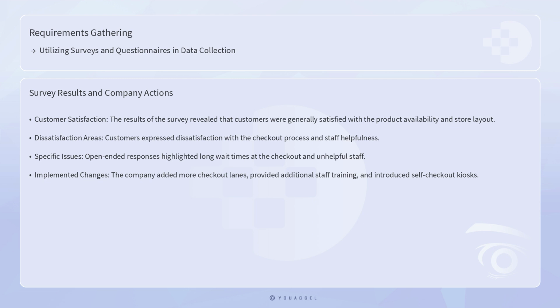The results of the survey revealed that customers were generally satisfied with the product availability and store layout, but expressed dissatisfaction with the checkout process and staff helpfulness. The open-ended responses provided further insights into specific issues, such as long wait times at the checkout and unhelpful staff. Based on these findings, the company implemented several changes, including adding more checkout lanes, providing additional staff training, and introducing self-checkout kiosks. A follow-up survey conducted 6 months later showed significant improvements in customer satisfaction, demonstrating the effectiveness of the changes.